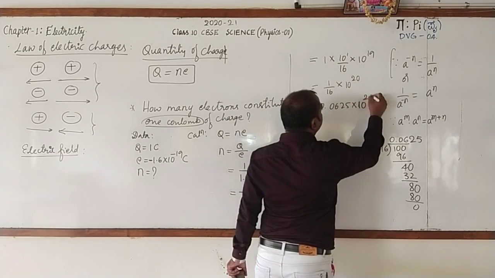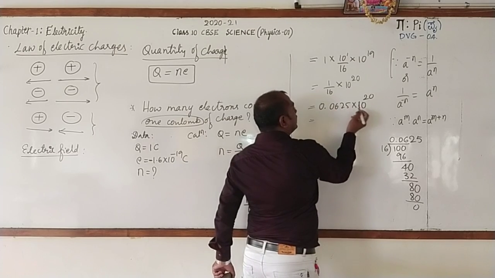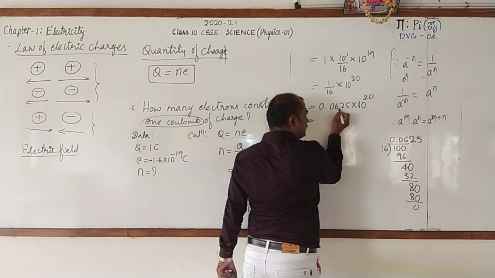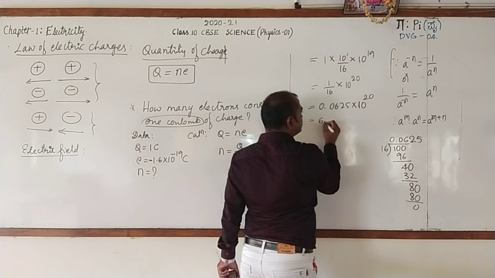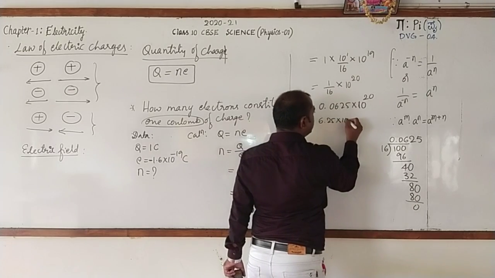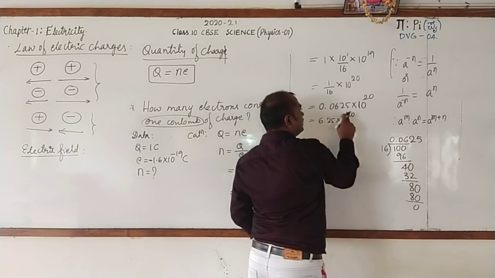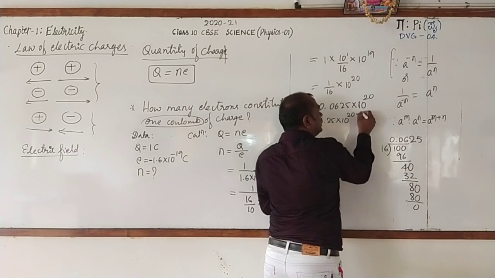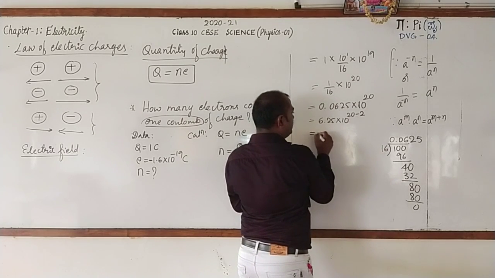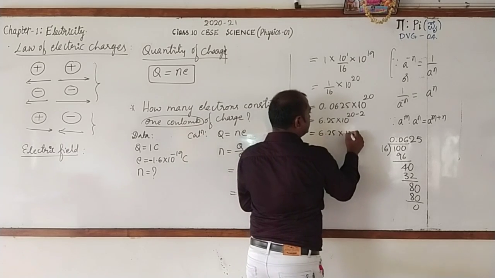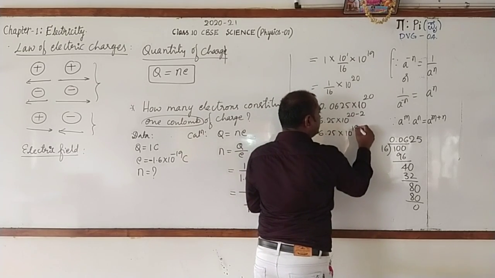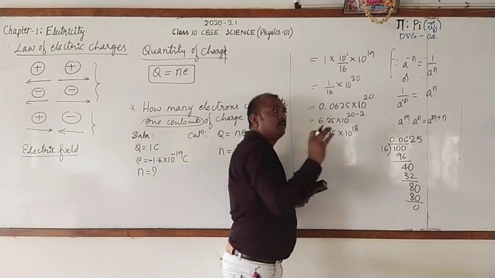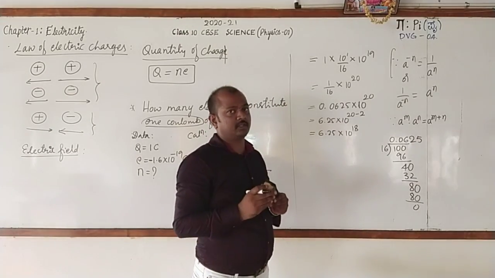into 10 raised to the power 20. To express that in scientific notation, I am going to take the decimal after 6. It is 6.25 into 10 raised to the power 20. Here, as we have taken the decimal after these two digits, minus 2. It will be equal to 6.25 into 10 raised to the power 20 minus 2, which is 18. So these many electrons will be present in 1 coulomb of charge.